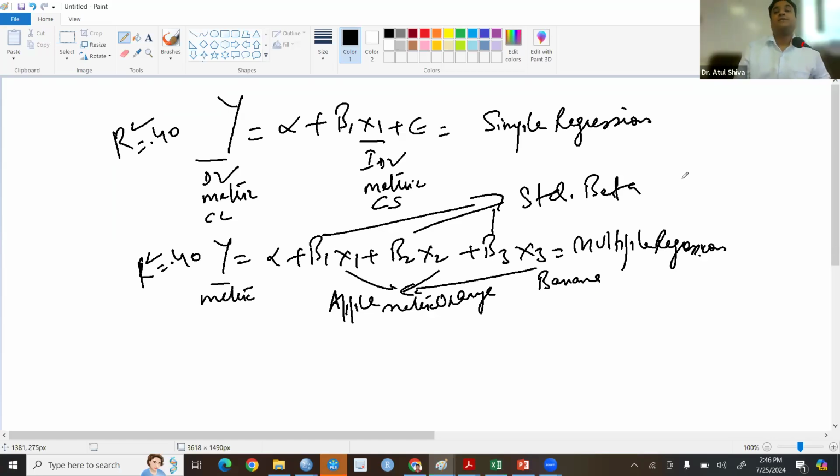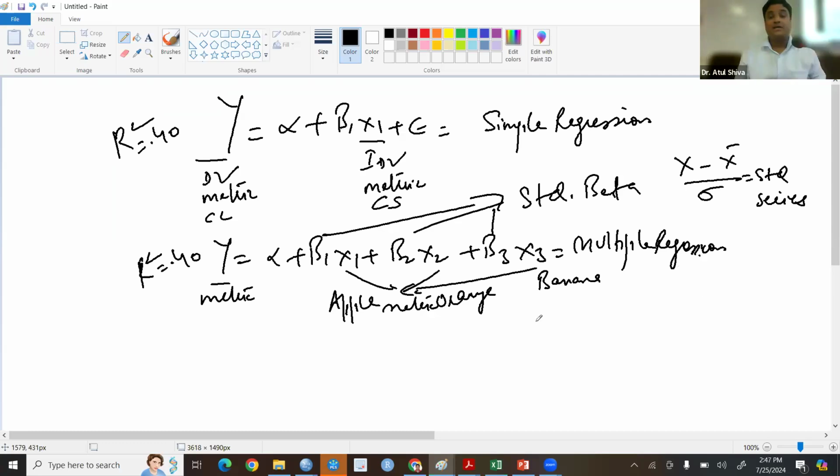How will I use standardized beta? I will take X minus X bar, the price of apple minus the mean of apple, divided by the standard deviation of apple. The series of apple, I will take the mean, X minus X bar divided by the standard deviation of apple. With this, I will standardize the series. Now I can compare apple versus oranges versus banana.